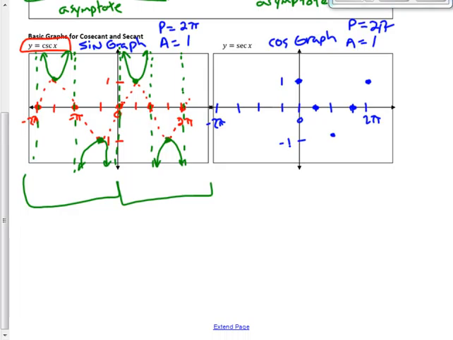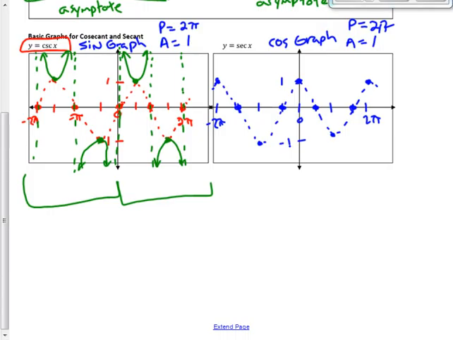So when I look at this, the graph comes back down to the x-axis, all the way down to the bottom, back to the x-axis, and up to the top of its amplitude. And so I've got a graph that looks like this for my cosine. I'm drawing it dashed because I don't actually want my cosine graph. I want a secant graph.